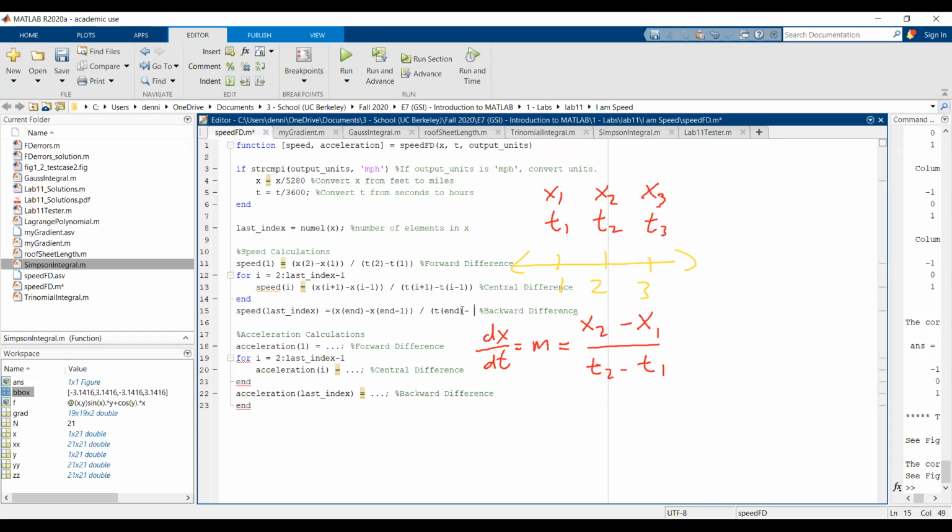And minus. I guarantee I'm going to make a parentheses mistake somewhere in this lab. So point that out if you see it, if and when it happens.